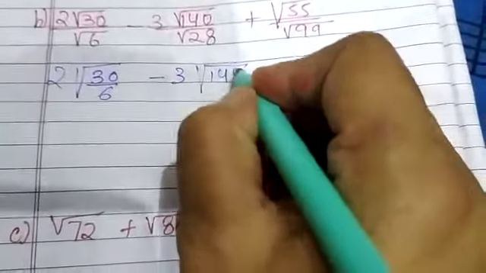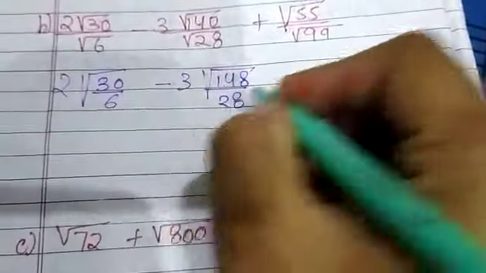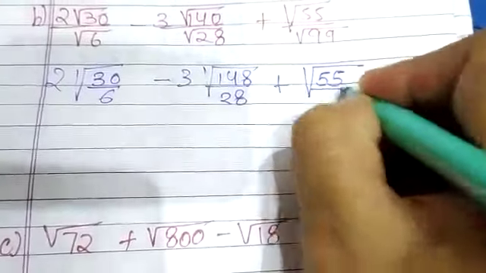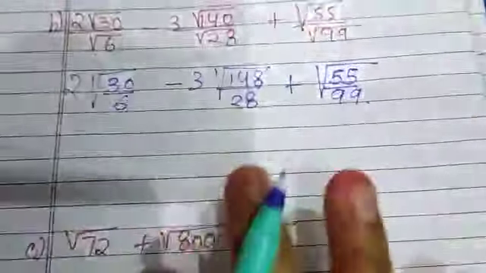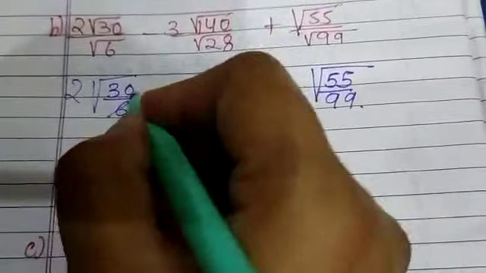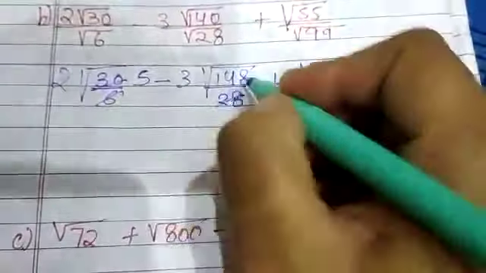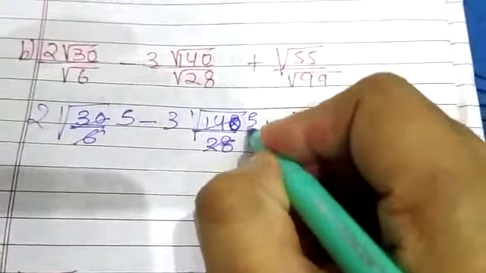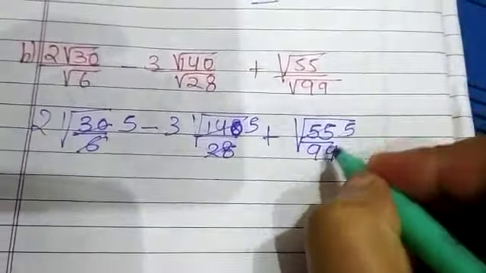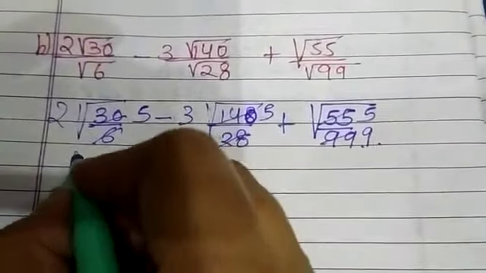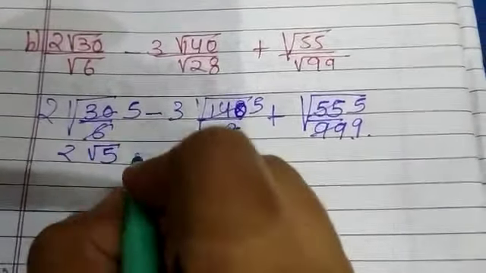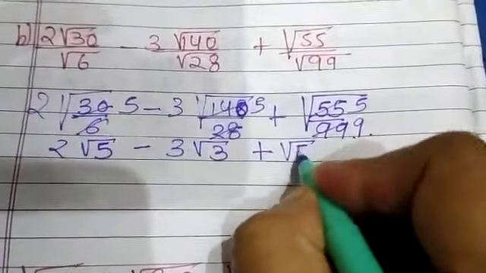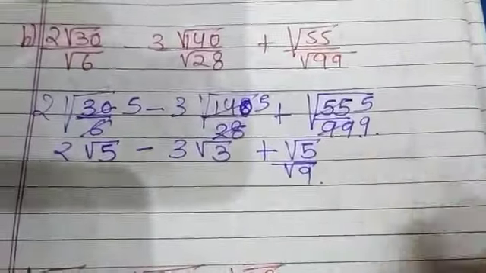Under root 140 upon 28 plus under root 55 upon 99. I hope all of you have understood till here. Now see, simplified: 6 5s are 30, 28... 28 5s are 140, and 11 5s are 55, and 11 9s are 99. So what do we get here? 2 under root 5 minus 3 under root 5 plus under root 5 upon under root 9.